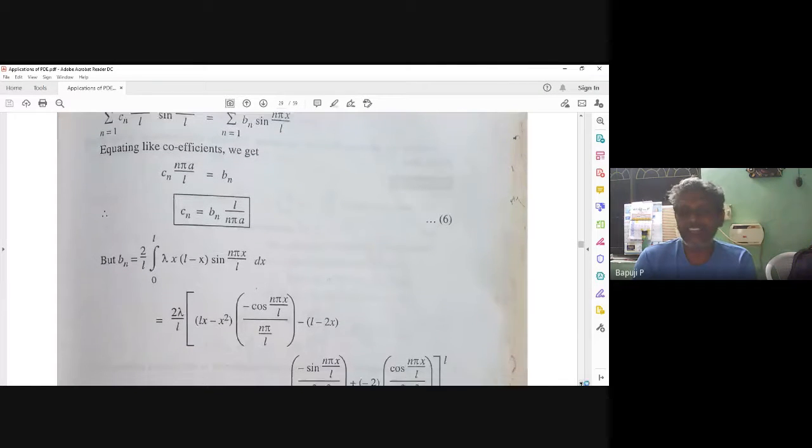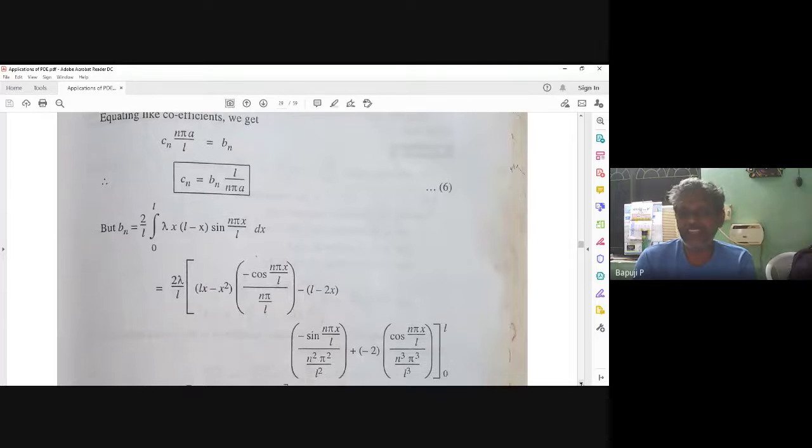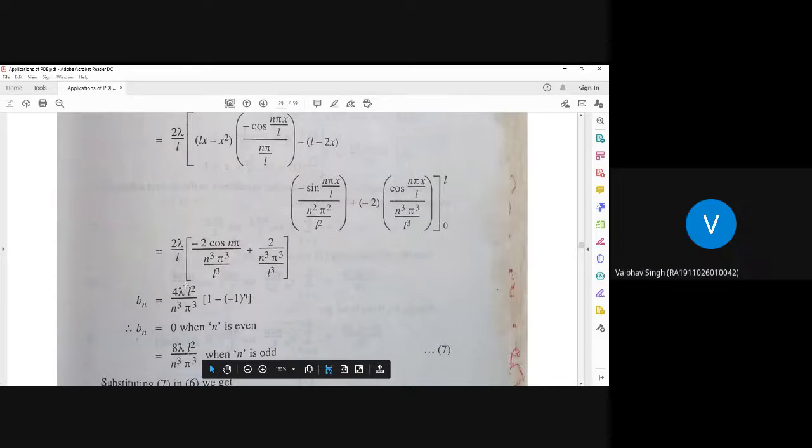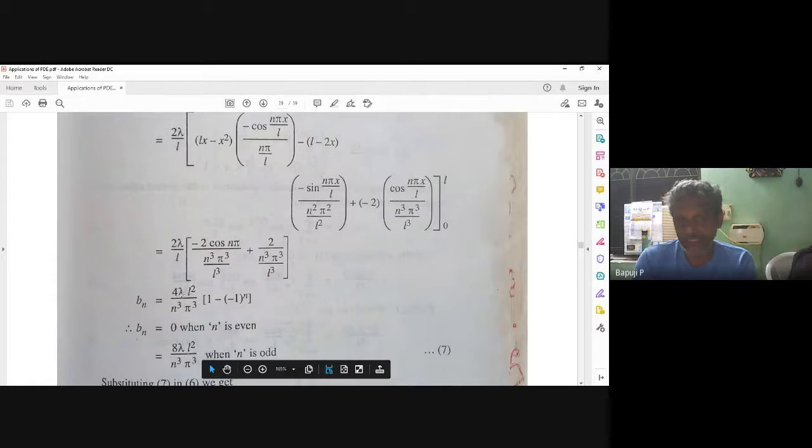Yesterday we already did this. Through the integration I got 8k L square by n cube pi cube, because of lambda. I am just skipping it, sir. Are you able to do it or not? You know this answer or not? Yesterday we did the same problem. Yes, sir. Instead of lambda I used k there. I got 8k L square by n cube pi cube. This is what I got actually: 8 lambda L square by n cube pi cube.